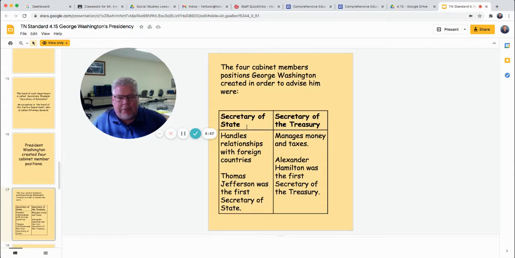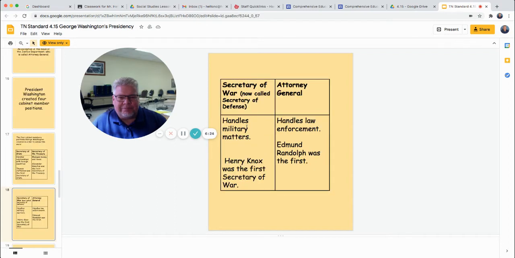The 4 cabinet member positions George Washington created in order to advise him were, number 1, the Secretary of State, which handles relationships with foreign countries. Thomas Jefferson was who George Washington picked to be his first Secretary of State. Second, there's the Secretary of Treasury, who manages the money and the taxes for our country. George Washington chose Alexander Hamilton to be the first Secretary of the Treasury.